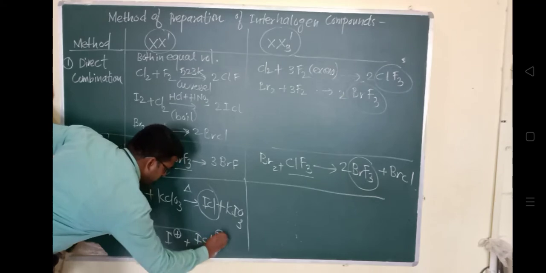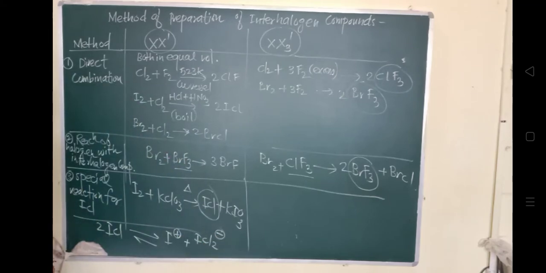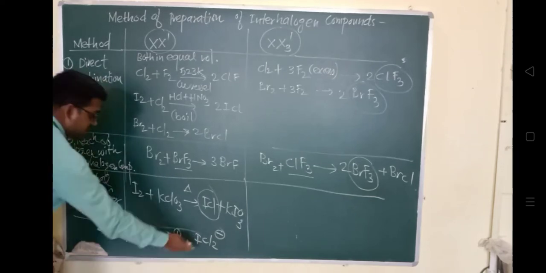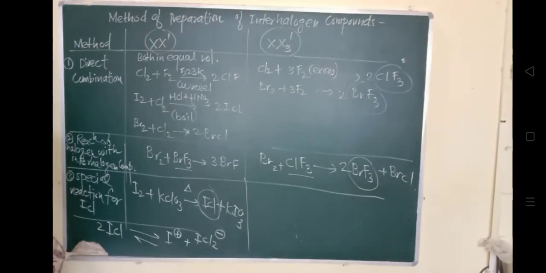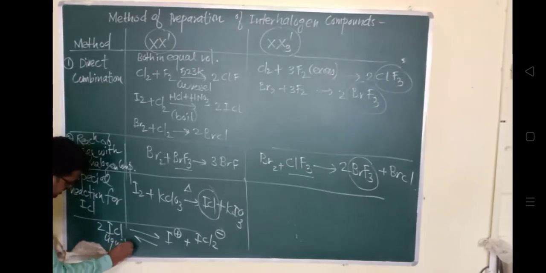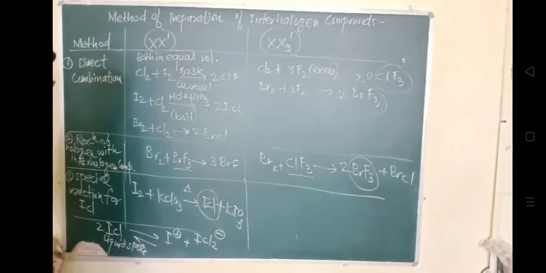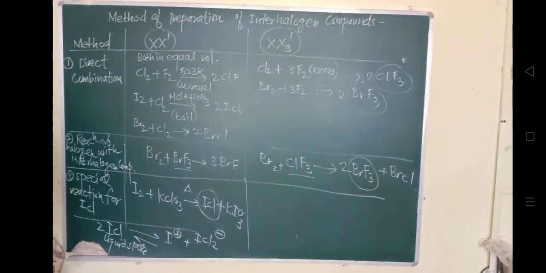So this is in the liquid state. If we talk about the liquid state of iodine monochloride, it dissociates just like water. Ions form, one a cation and one an anion. This is the property of iodine monochloride. Then we'll understand some properties of interhalogen compounds. This was the method of preparation of interhalogen compounds.